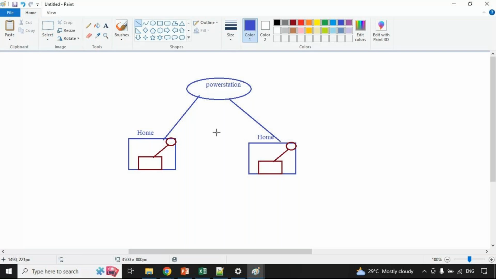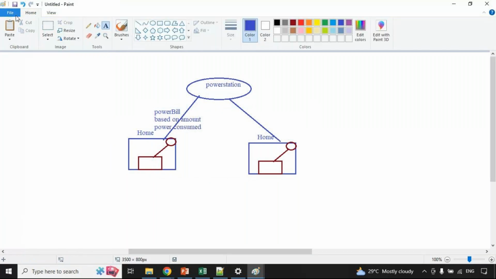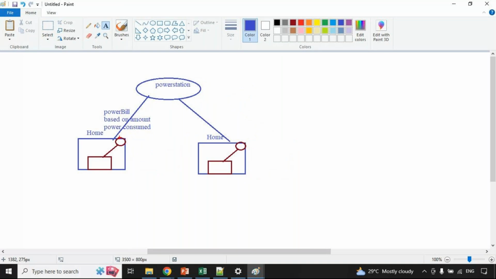Now, at the end of the month, you are going to get the power bill, based on the amount of power consumed. If you consume more power, a bigger bill will be generated.